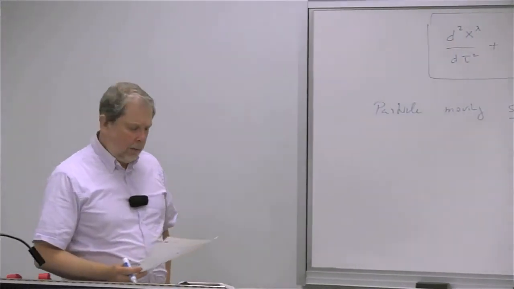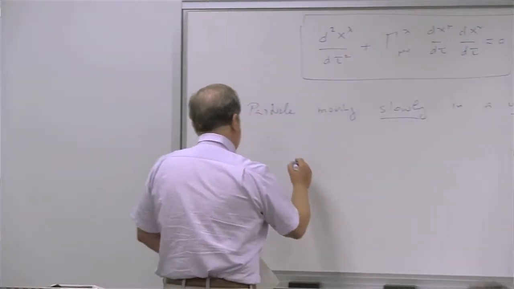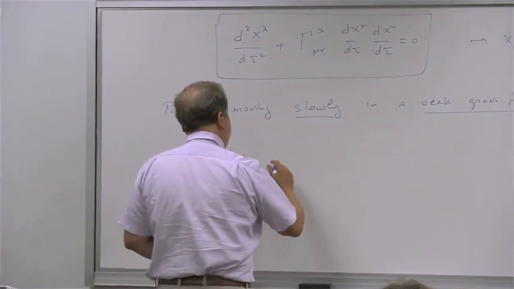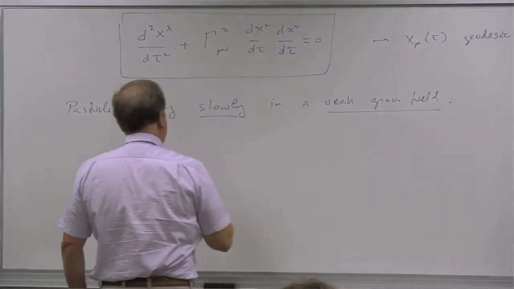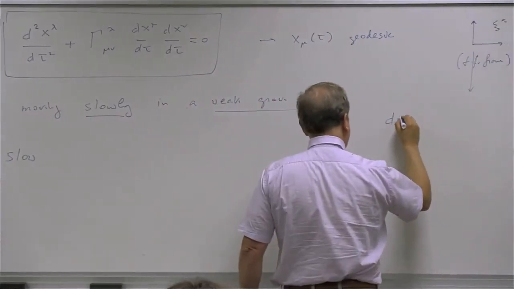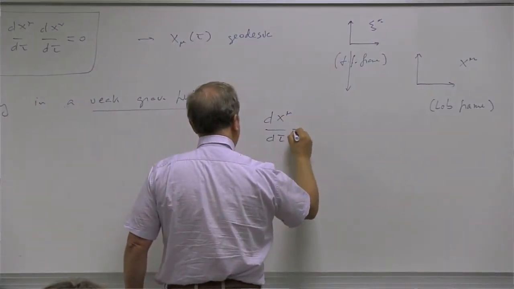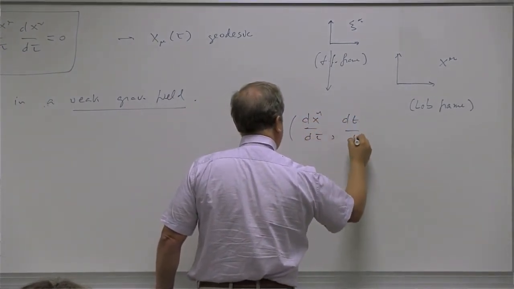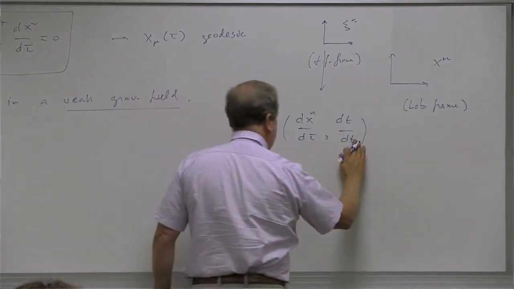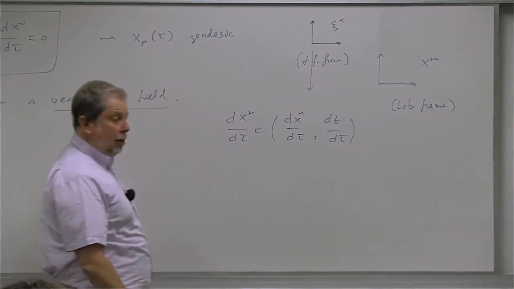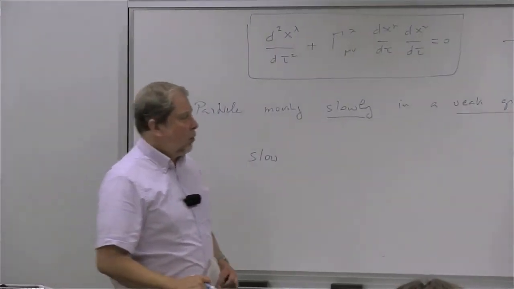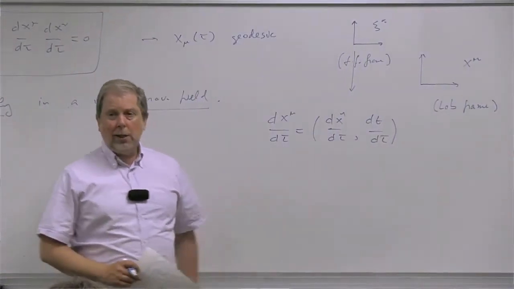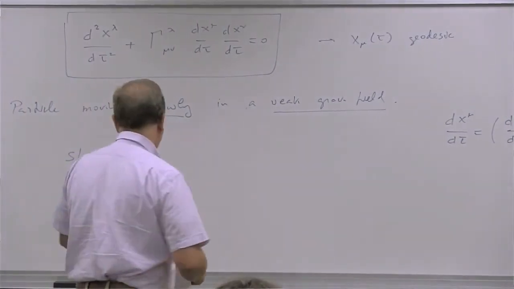So if we do that, then there's going to be a number of terms that we can neglect, okay? So first of all, the fact that it's slow means that, remember, of course, dx mu by d tau is just dx by d tau and dt by d tau, right? It's a four vector whose entries are those four quantities, right? So if we're saying that a particle is moving slowly, then it means that dx by d tau or dx by dt is small, right? So this part here is going to be 0, slow.